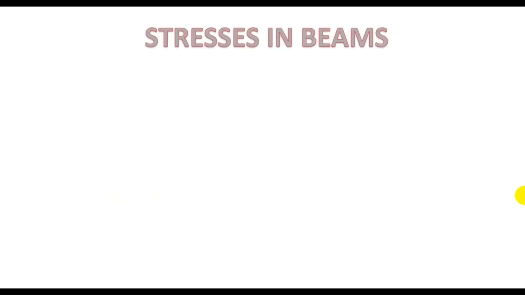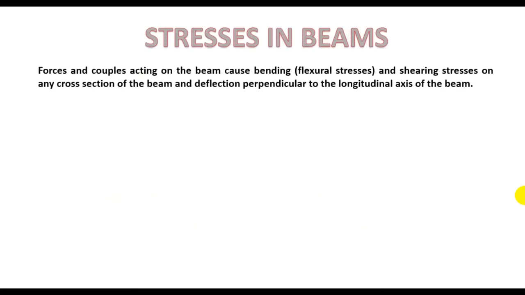So first of all, stress in beam. Forces and couples acting on the beam cause bending, shearing stress on any cross section of the beam, and deflection perpendicular to the longitudinal axis of the beam. When force and couple act on a beam, it creates three things: bending or flexural stress, shear stress at any cross section of the beam, and deflection perpendicular to the longitudinal axis of the beam.